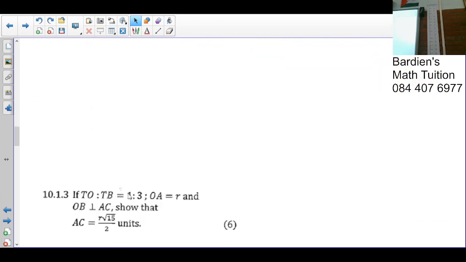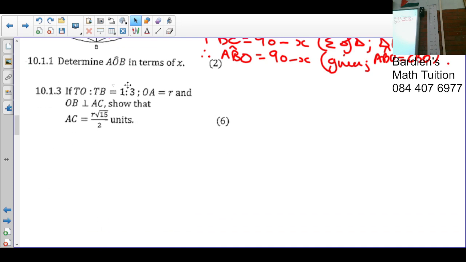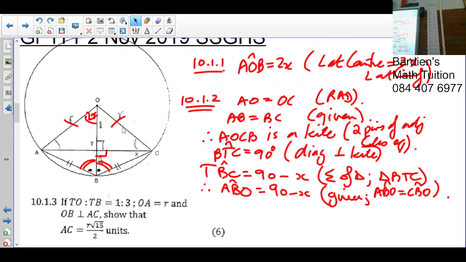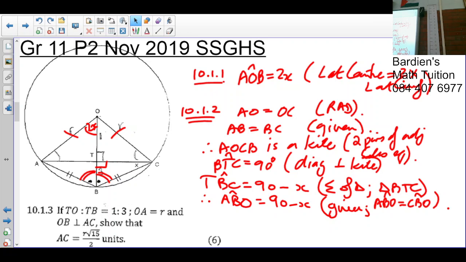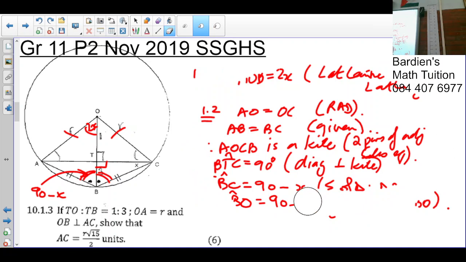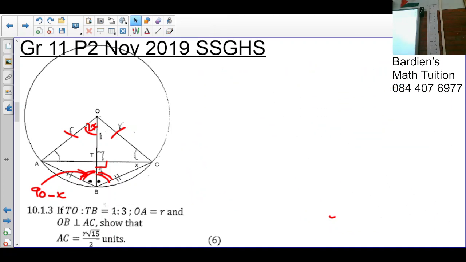Let's carry on. So now, for 6 marks, we'll probably need the space here. So what I'm going to do is put in what I've just calculated. So this is 90 minus x, and this is a kite. Now the question says, I'm going to use blue again, in 10.1.3, we're told that TO over TB is equal to 1 over 3, so this is a ratio now.